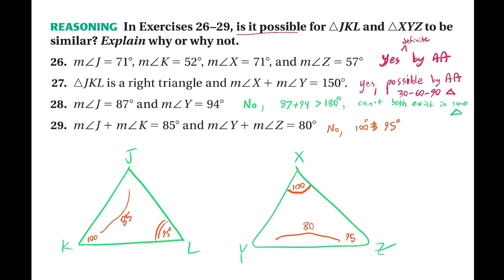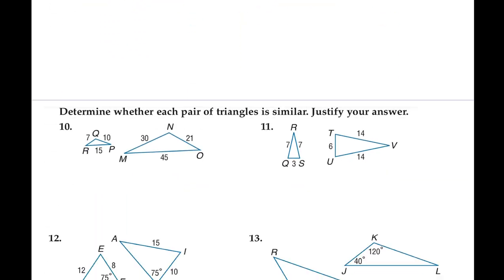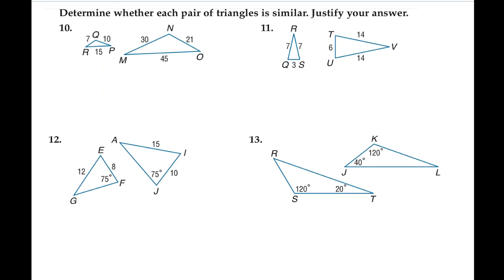195 degrees can't exist in the same triangle. Okay, it's like I say, they can't exist together. It's like they're fighting. Like, I will win. I will have all the degrees for myself.